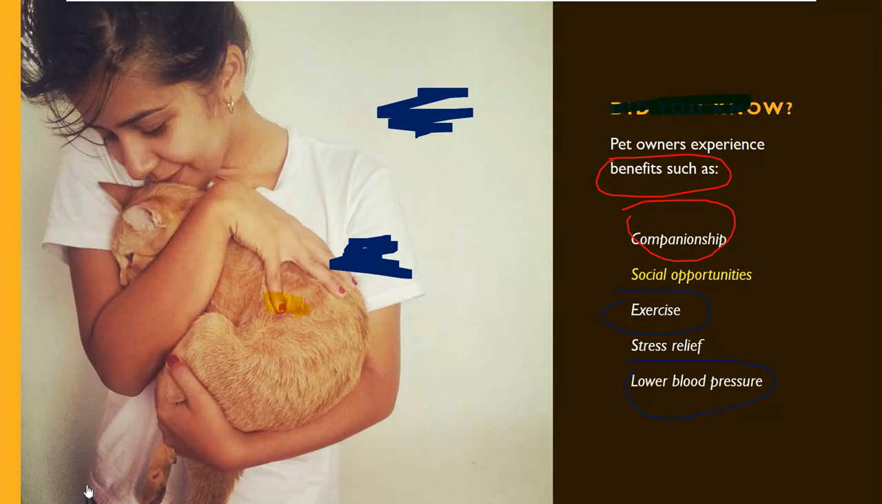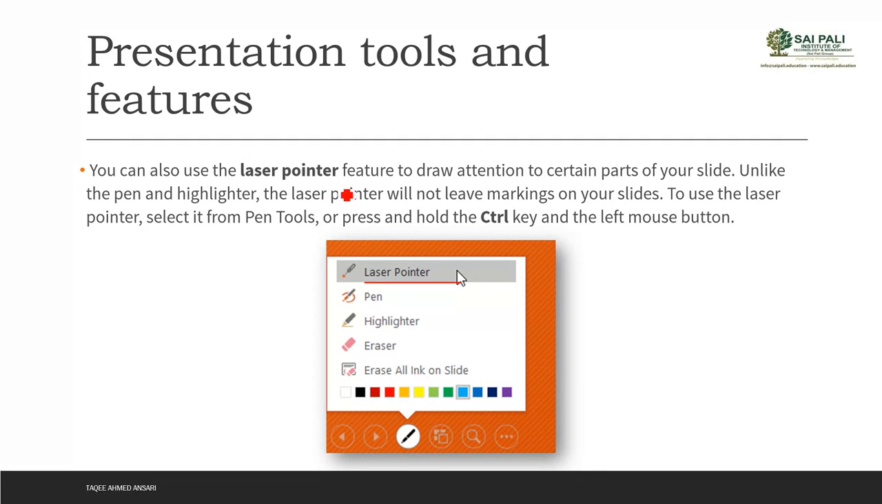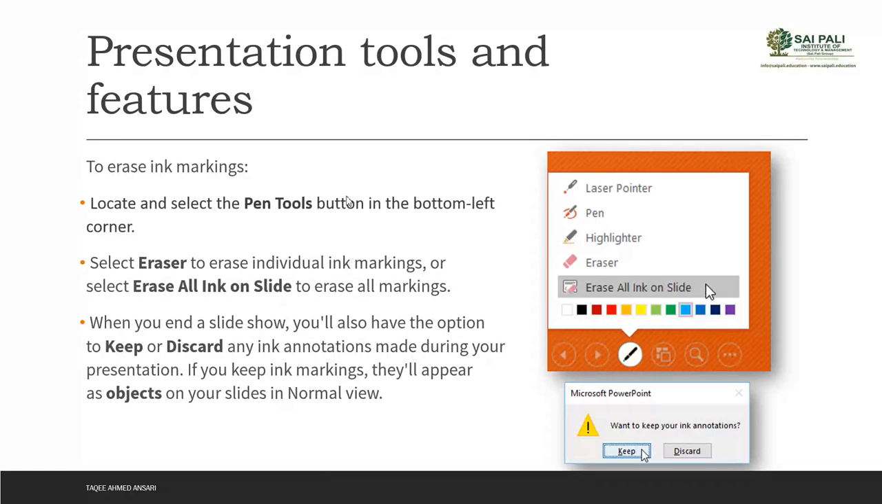Like if I use the highlighter or the pen tool, as you see here, it marks those things in your slide. But if I use the laser pointer, now you can see the laser here. I can point at some specific thing in your slide, but it will not leave any mark on your slide. So this is also a good way of pointing at some specific object.